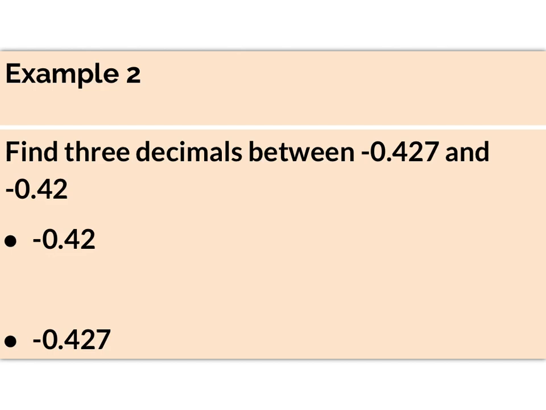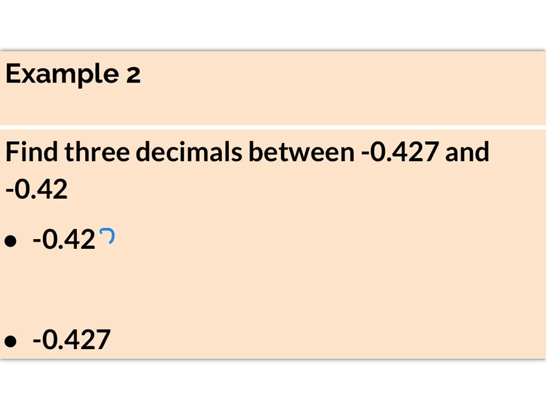So we want to find three decimals between negative 0.427 or 427 thousandths and 42 hundredths. So this one is going to be easier. So how do we compare decimals? Well, the first thing we have to do is make sure they're to the same place value. So when you compare decimals, just like fractions had to have the same bottom, decimals need to be to the same place value. Okay, so this one will be easy.